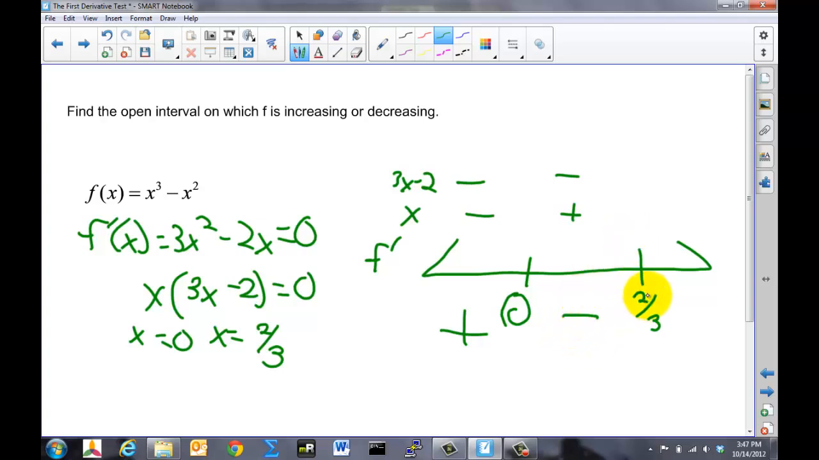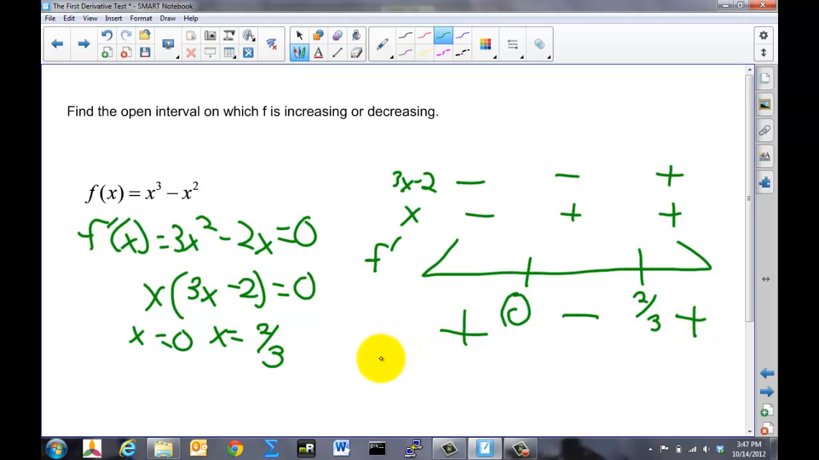What happens bigger than 2/3? What about, let's say, 1? Again, that's positive. If we put 1 in here, 3 times 1 is 3 minus 2 is 1, which is positive, and a positive times a positive makes it positive.